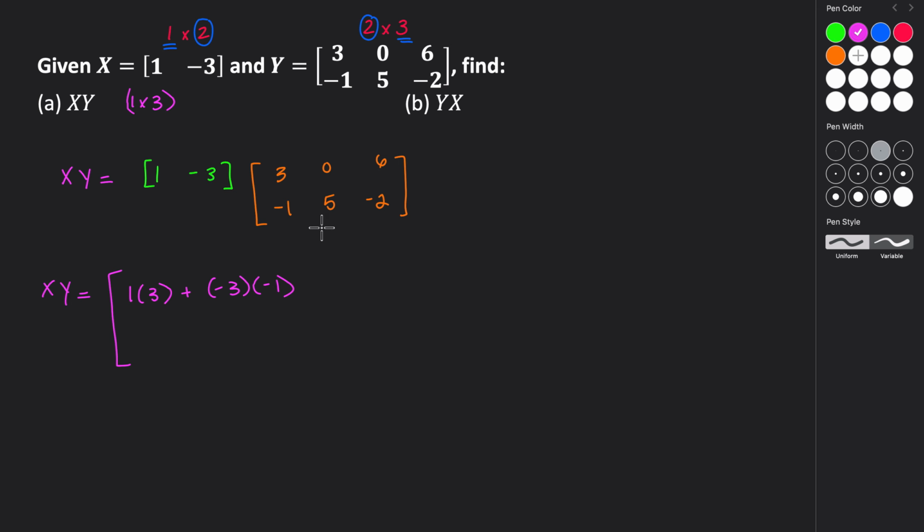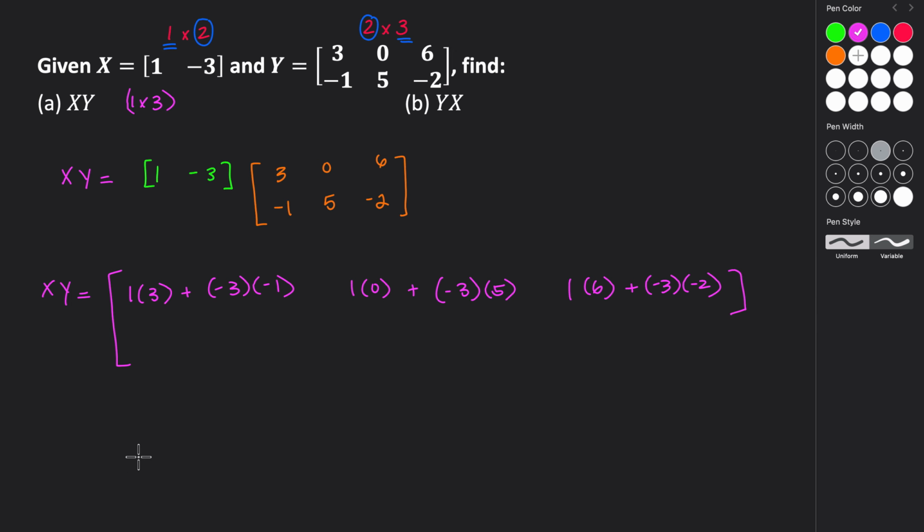Our second entry is going to be taking this row and multiplying this column. So it's going to be 1 times 0 plus negative 3 times 5. Sorry, that's a bad 5. And then our last entry is going to be taking this row times our last column. So 1 times 6 plus negative 3 times negative 2.